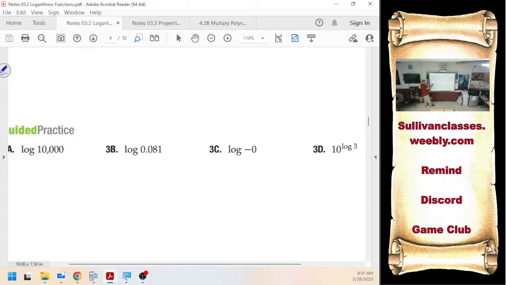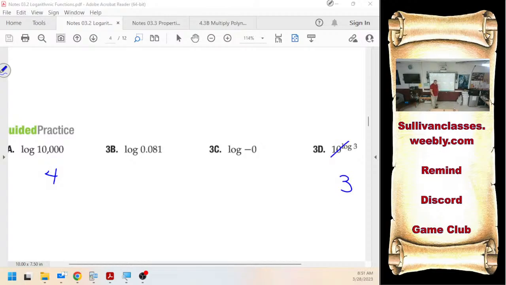So, contestant 1: 10,000 is 10 to the 4th. So 10 to what power makes 10 to the 4th? Just 4. 10 to some power makes 3. Okay, take 10 to that power. 3.